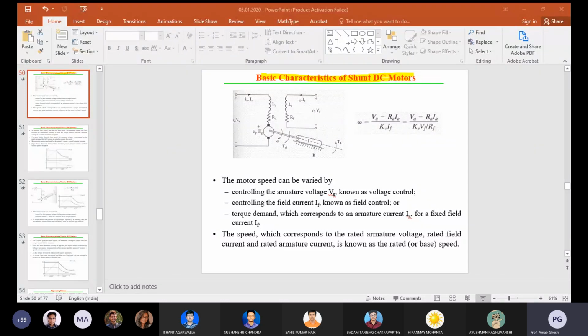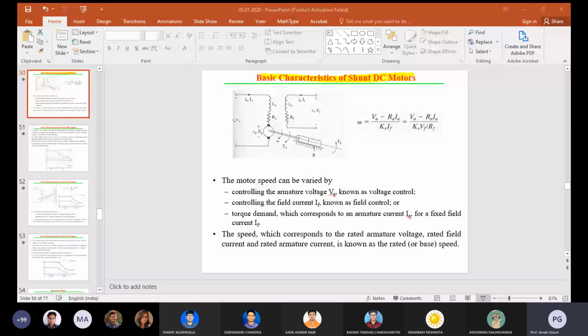Here you can see the series motor drives. In the case of series motor drives, what happens? The motor speed omega equals how much? Omega equals VA minus (RA plus RF) into IA, divided by Kv phi. Here RF is your field resistance and RA is the armature resistance.